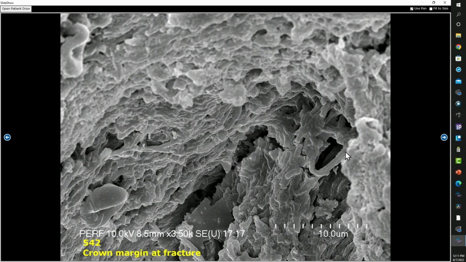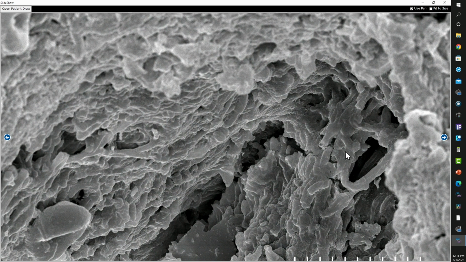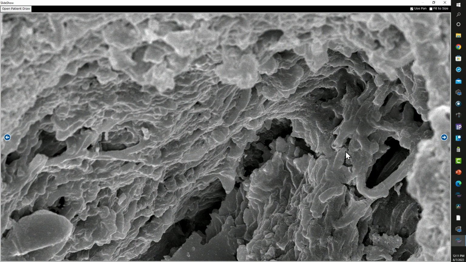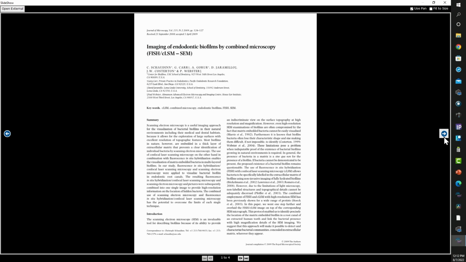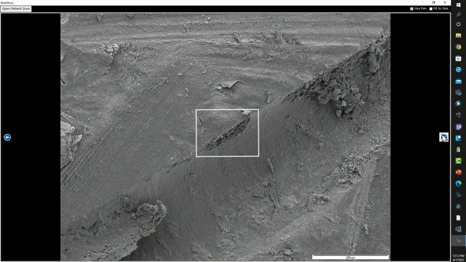So you can see it doesn't look like your typical planktonic bacteria. And it's very easy to mistake this for a smear layer and debris on the smear layer. So it's useful having some kind of recognition. We ran into this problem with a paper we did with Dr. Costerton, looking at biofilms in necrotic teeth.